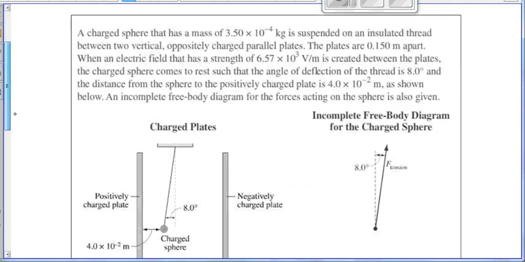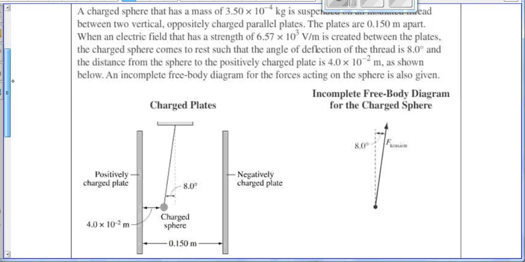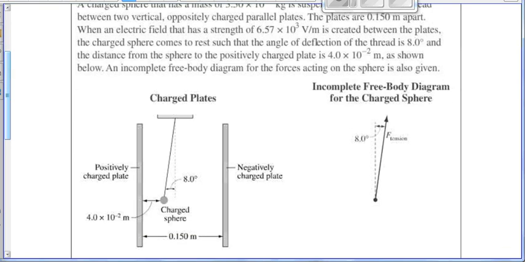So it says a charged sphere. This is number 17, by the way, 17 and 18. A charged sphere that has a mass of 3.5 times 10 to the minus 4 kilograms is suspended on an insulated thread between two vertically oriented, oppositely charged parallel plates. Plates are 0.15 meters apart. There's an electric field there of 6.57 volts per meter. The charged sphere comes to rest such that the angle of deflection is 8 degrees, and the distance from the sphere to the positively charged plate is 4.0 times 10 to the negative 2 meters.